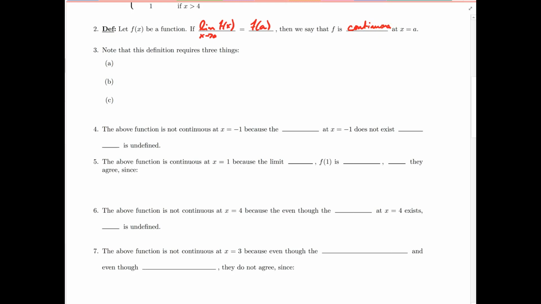So this is a nice compact little statement right here. The limit as x approaches a of f of x equals f of a. That's our definition of continuity. So we're going to say that when this is true, f is continuous at a.